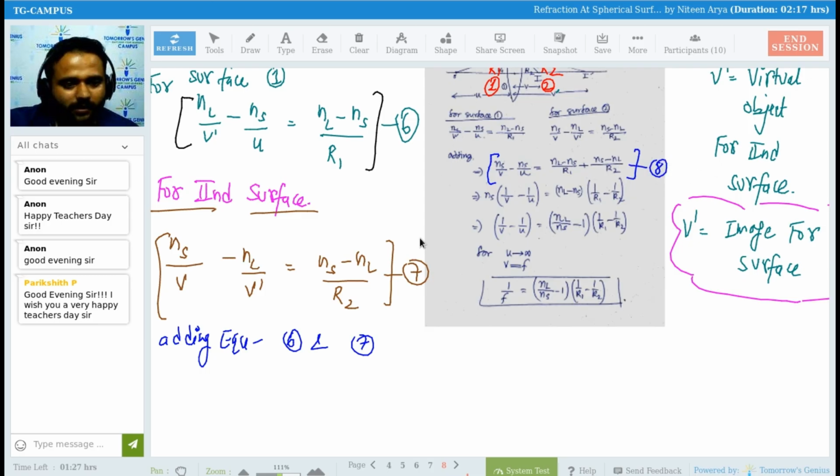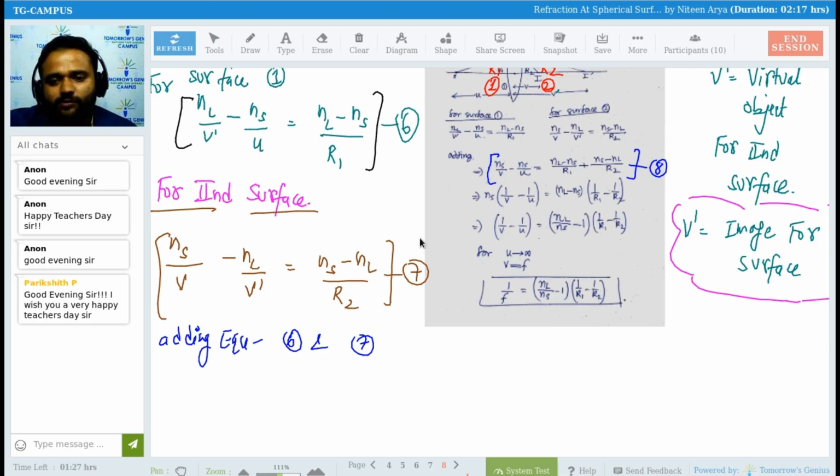Is this clearly visible now, everyone, or should I increase the size? Because it is already written over there, so I don't need to write it again and again. Good. So we get equation number 8. Now from equation number 8, we can take NS common. Clear? So NS, the refractive index of the medium other than the lens, times 1 upon V minus 1 upon U.